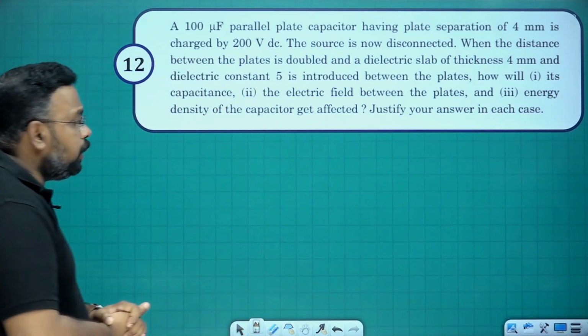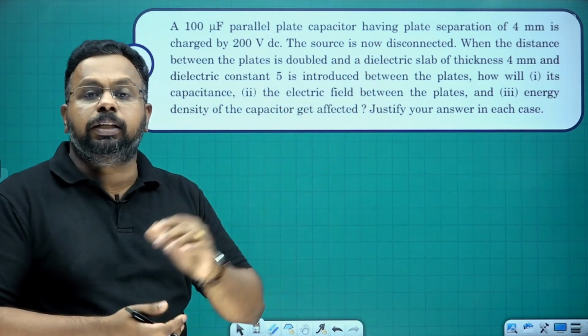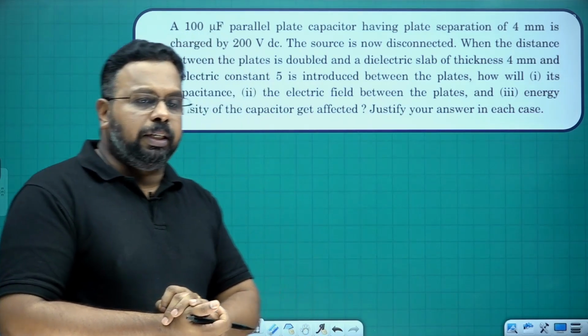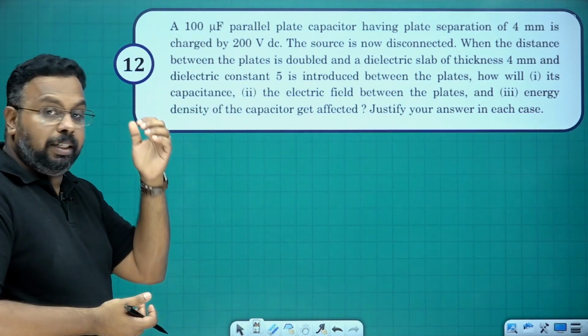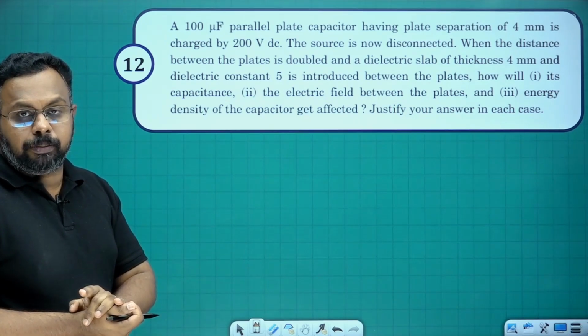So this question is similar to the 9th question, only one difference here. The source is disconnected. When the source is disconnected, what will be the change? Charge remains the same in it, but potential will be changing.